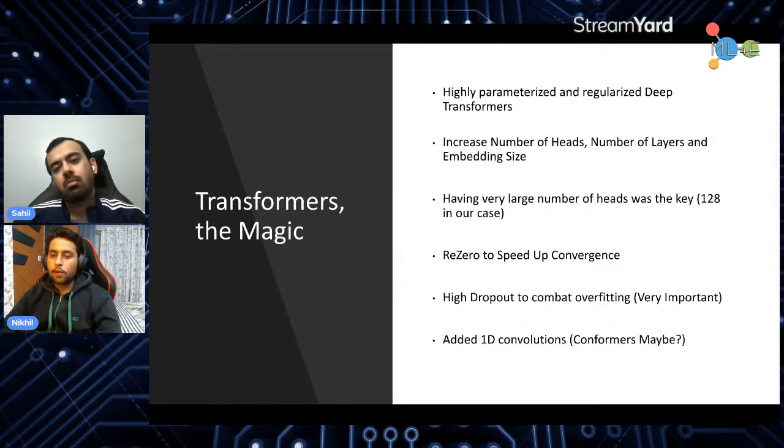But one big problem with highly parameterized networks is that they overfit fast. When you have a large number of things which you can learn, your model will try to come as close to the training data as possible, so it will overfit to the training targets. To overcome this, we need some kind of regularization method, and for that we used dropouts.